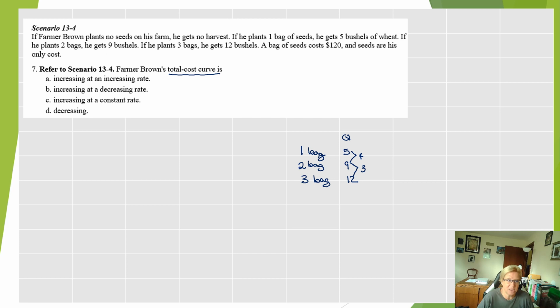So his total cost curve is increasing, but based upon the marginal cost curve, we can ask, is it increasing at an increasing rate? No. His costs are increasing, but they're increasing at a decreasing rate because the marginal cost curve is going down. It is increasing because as he adds more bags, yes, his cost increases, but his marginal cost here is decreasing. So increasing at a decreasing rate.